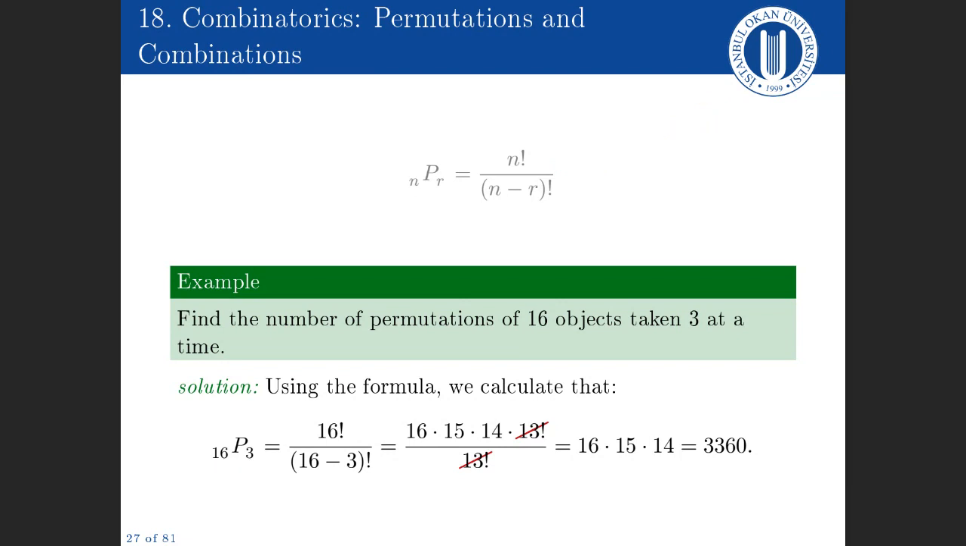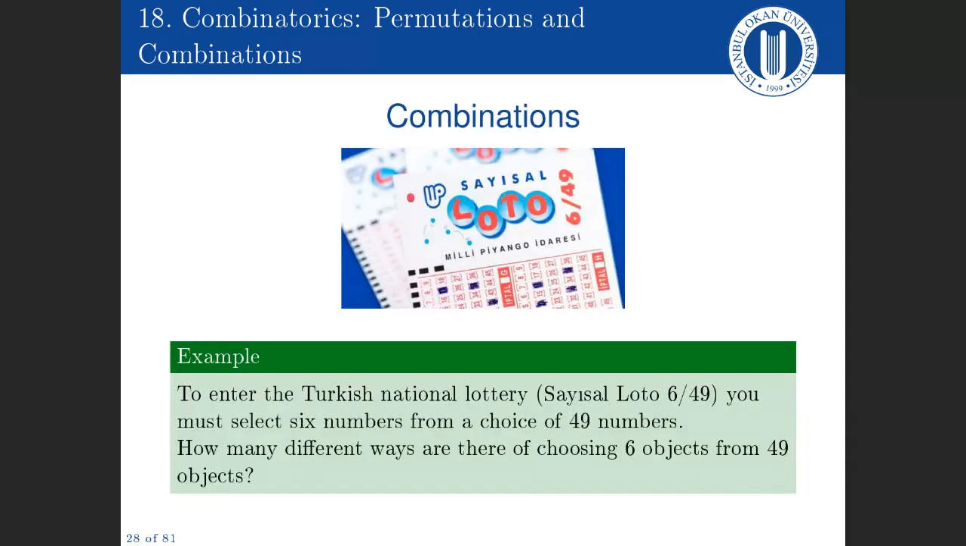So that's permutations, but there's another word in the title. We also want to talk about combinations. Let's talk about the Turkish National Lottery. To enter this, you need to choose 6 numbers from a choice of 49 numbers. My question is, how many different ways are there of choosing 6 objects from a total of 49 objects?